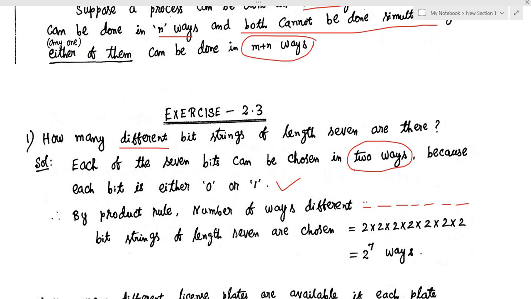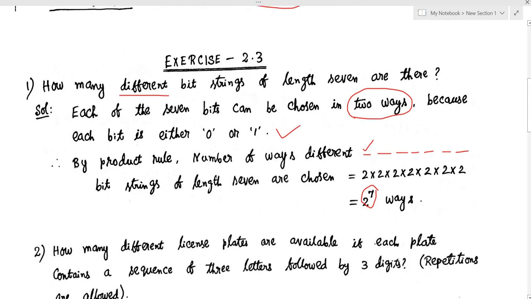How many chances are there to occupy the first place? That is either it will be 0 or 1. So two chances are there. Likewise, in all 7 places, 2 into 2 into 2 and so on, up to the 7th place also 2. Finally, my answer is going to be 2 power 7 ways.